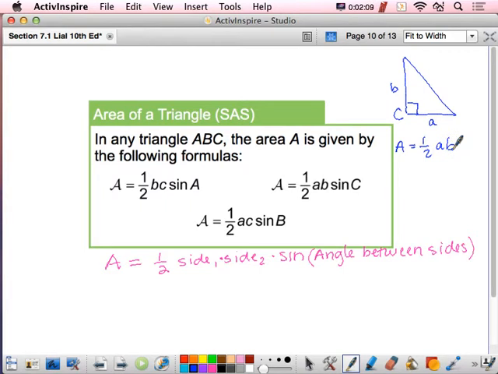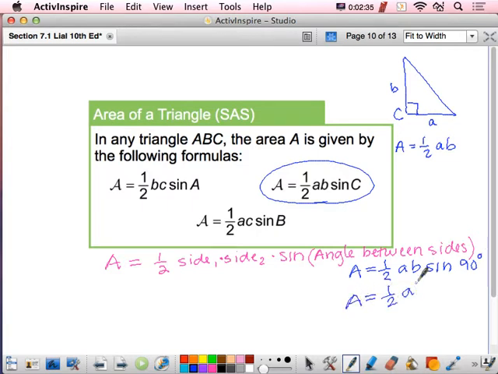Yes? Okay, let's look at it using this formula. If I say that the area equals 1/2 the base, or the A times the B times the sine of C. What is C? 90 degrees. In that case, it's always 90 degrees. Well, what is the sine of 90 degrees? It's +1, right? Which equals 1/2 A times B.